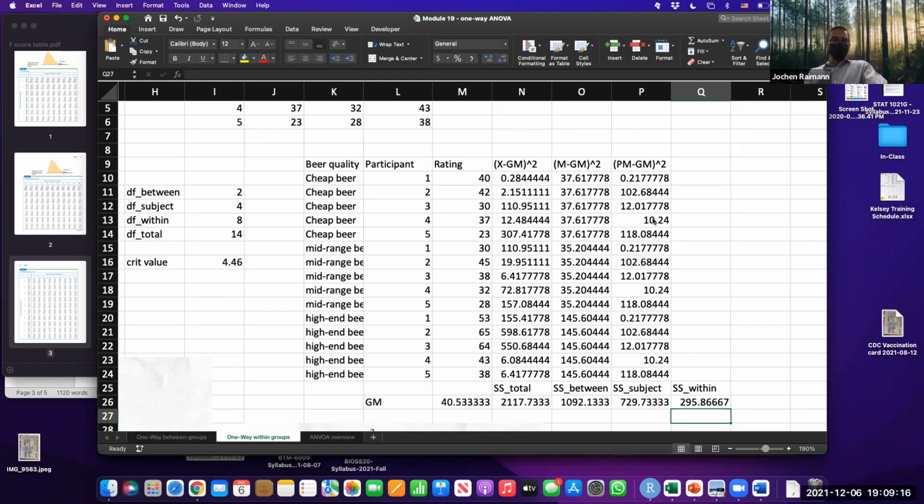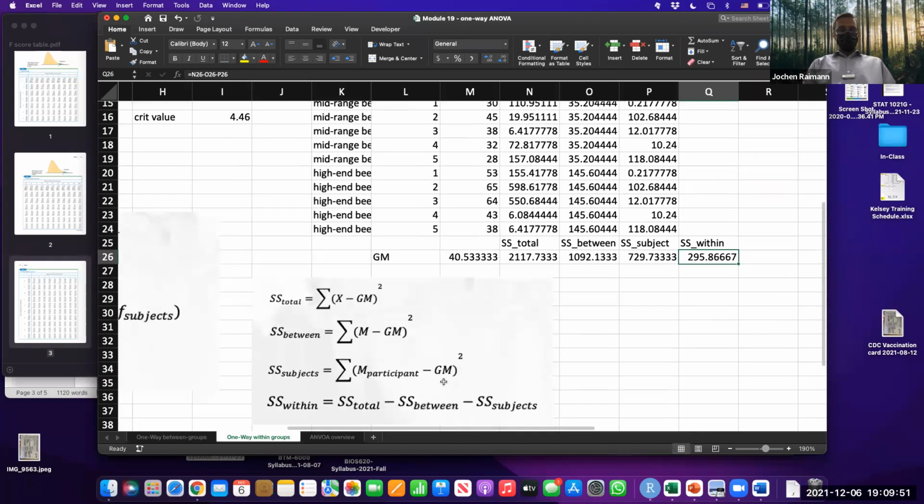Now we just need to populate our source table. Are you summing all the subjects or just five? No, you sum the whole thing, also this one. It's the same thing repeated three times. You sum the whole thing because you need the degrees of freedom, you need the entries. What did you sum for the within one? This is total minus between minus subject. This is this here.